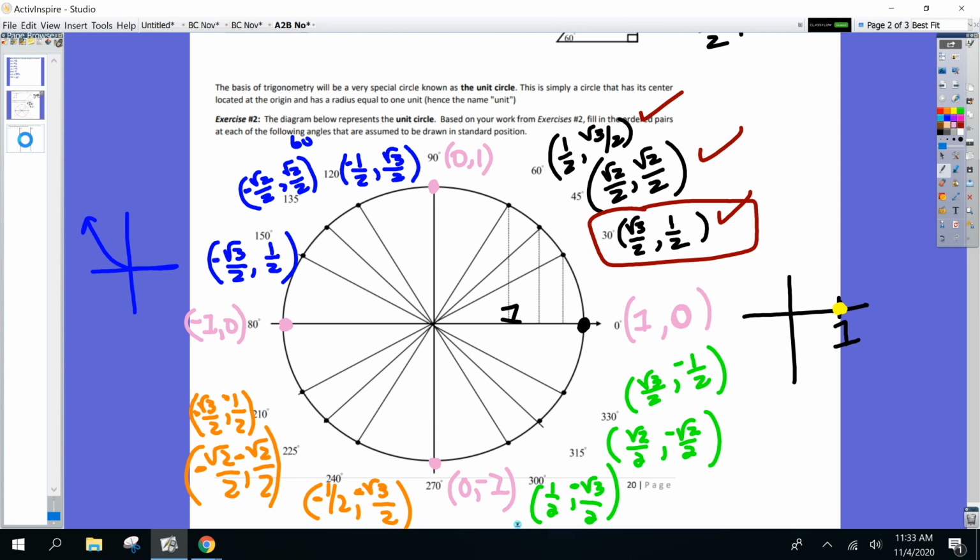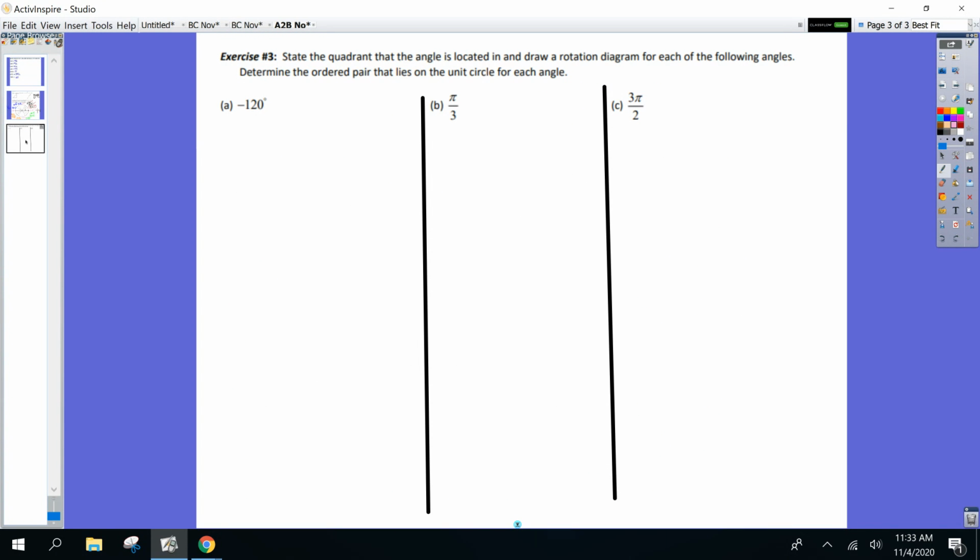All right, let's go. Let's finish these 3 and we're done. Whew. All right, state the quadrant. That's old school. I don't care about that. We can do that. Draw a diagram. We can do that. The only thing we need probably help with is what's the ordered pair if it was on the unit circle. All right, -120. Find the quadrant and draw it.